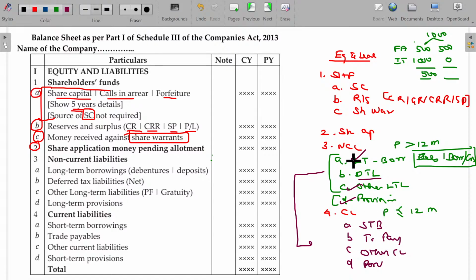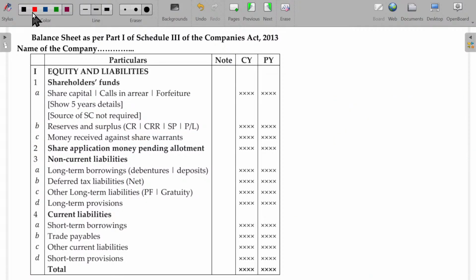Come on, join with me. Once again, let's start this. One is shareholders' funds. Another one is share application money pending allotment. Third being non-current liabilities. Fourth being current liabilities. Payable after 12 months will come under here. Payable within 12 months will come here.